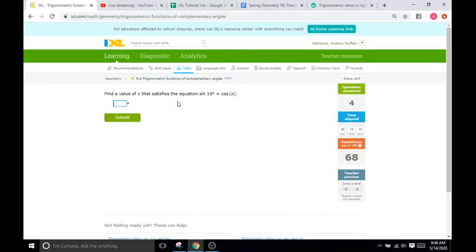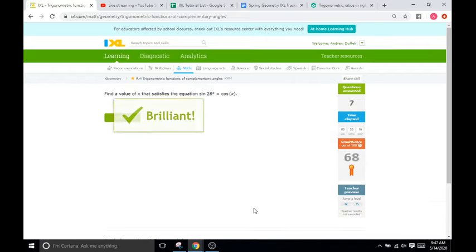Okay, find the value of x that satisfies the equation sine of 19 is cosine of x. Again, these are going to be complementary. They're going to have to add up to 90. So 90 minus 19 is going to be 71. Okay, we have cosine of 29 equals sine x. So 90 minus 29 is going to be 61. Okay, sine of 28, so it's going to be cosine of 90 minus 28 is going to be 62.